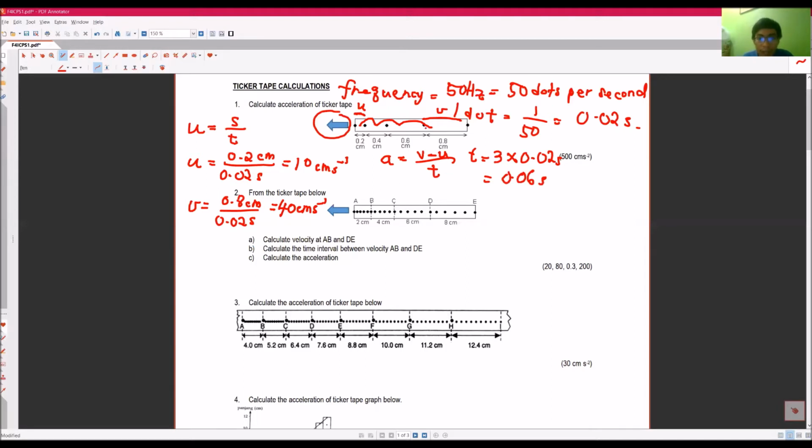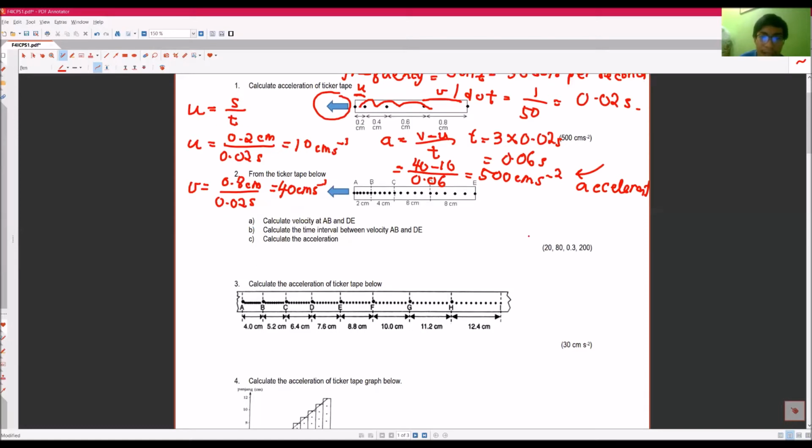Now we have all the values needed to find the acceleration. We plug in: 40 minus 10 divided by 0.06, and we get 500 cm s^-2. This is the unit for acceleration. We see that it is accelerating because the distance between the dots keeps increasing. The velocity is increasing, so it is accelerating.